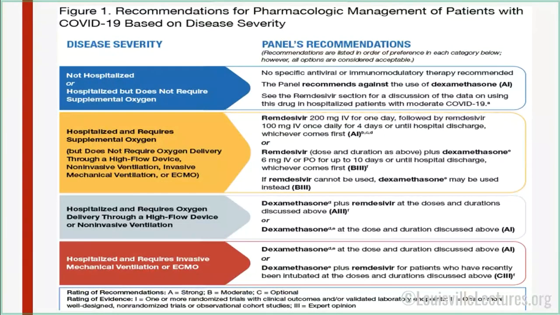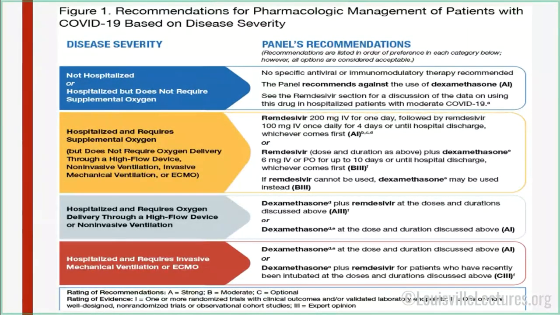So we look first at patients who are not hospitalized, or who are hospitalized but don't require supplemental oxygen. The panel recommends against the use of dexamethasone. And actually, the panel did recommend initially against the use of remdesivir before it was authorized. But for these patients who don't require supplemental oxygen, we don't recommend those treatments.